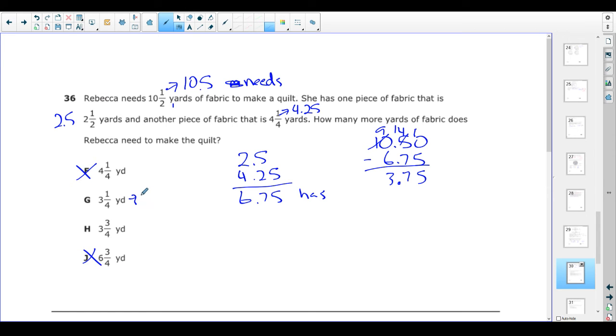3 1/4 is 3.25. That's how you can remember quarters, as quarters are 25 cents each. And 3 3/4 is 3.75, which is our answer. Okay, if it gives you fractions and you don't like fractions, make them decimals.